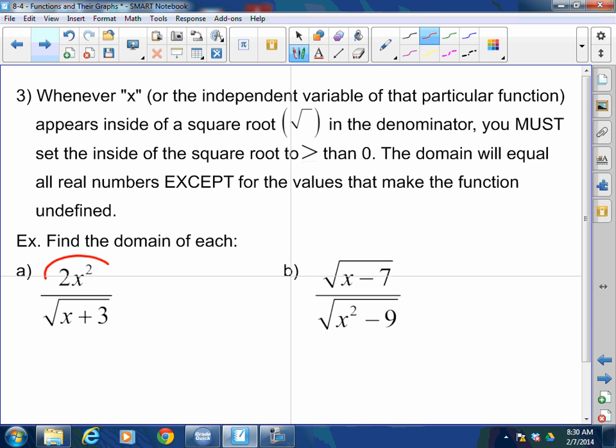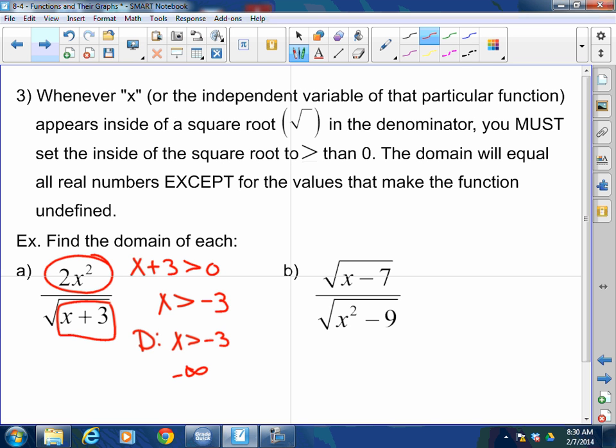Do I have to worry about this up here? No, because it's not in a square root. But I do have to worry about this. This cannot be negative and it cannot be 0. So I must set that x plus 3 to greater than 0. X must be greater than negative 3. My domain is x greater than negative 3, or in interval notation, negative 3, comma, positive infinity.